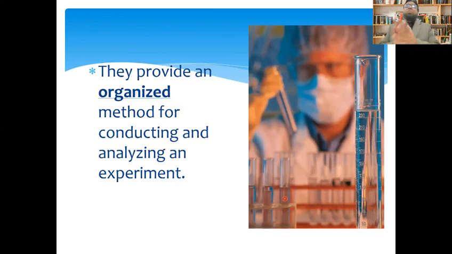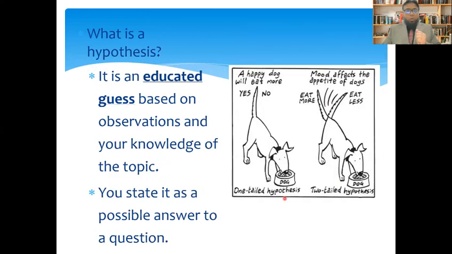For example, if I say the boiling point of water is 100 centigrade, now I can go to the laboratory and prove it with an experiment that the boiling point of water is 100 centigrade. When I'm performing an experiment, I have to be very much organized.